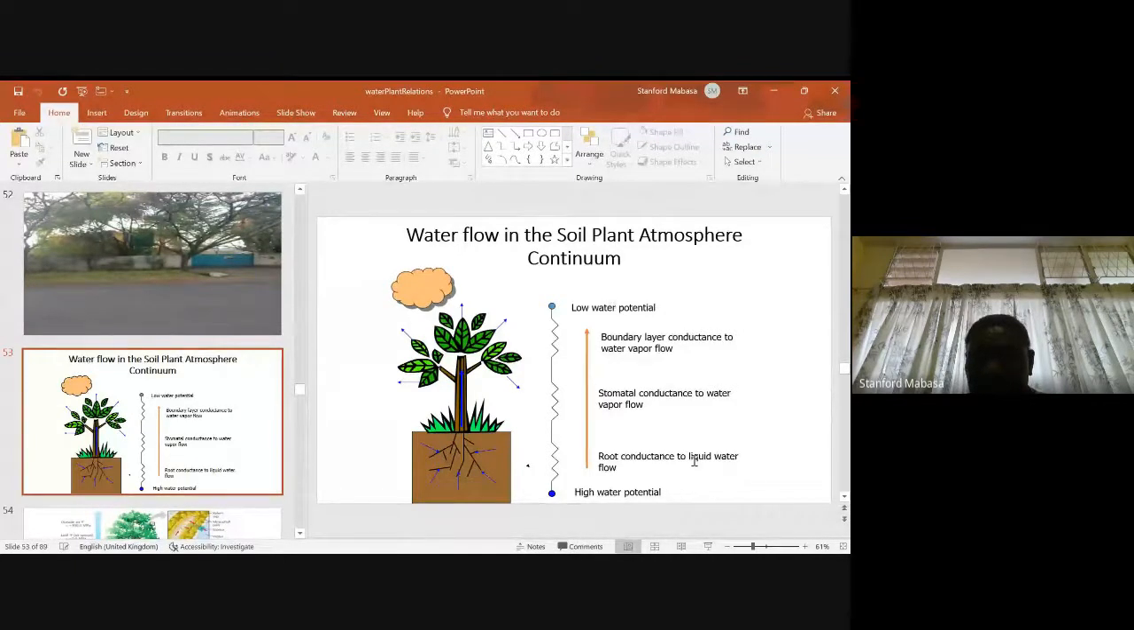What is important at the base is the root conductance to liquid water flow. Then in the leaves, we have got what is known as stomatal conductance to water vapor flow. Then outside the leaves, we have got the boundary layer conductance to water vapor flow. At the boundary layer, the water vapor is now in the atmosphere. It has escaped the plant, and it has to move from a region of high concentration to a region of low concentration.